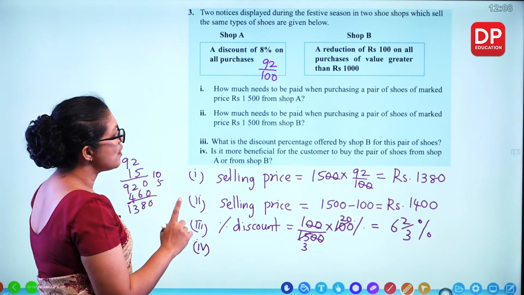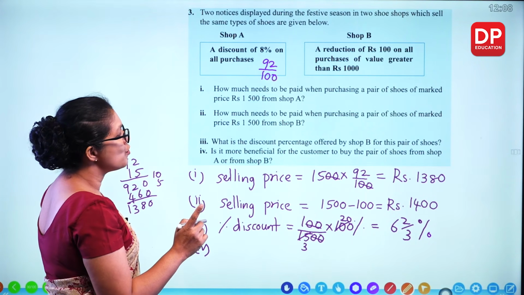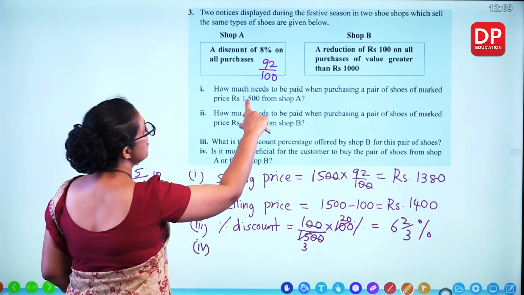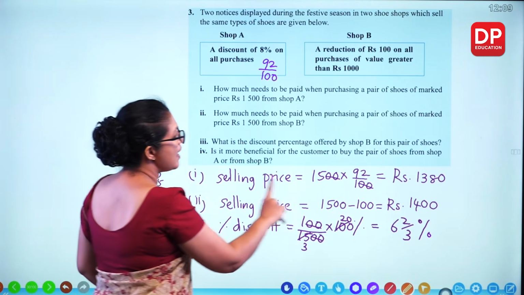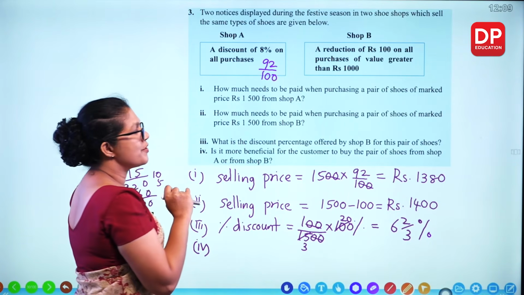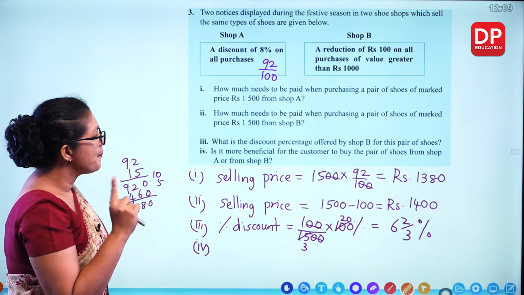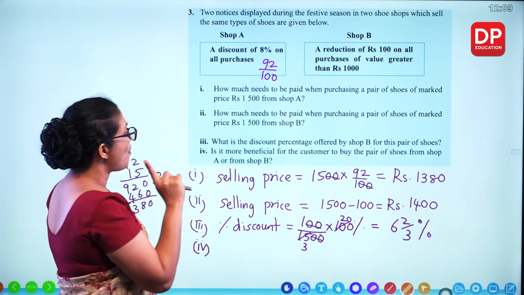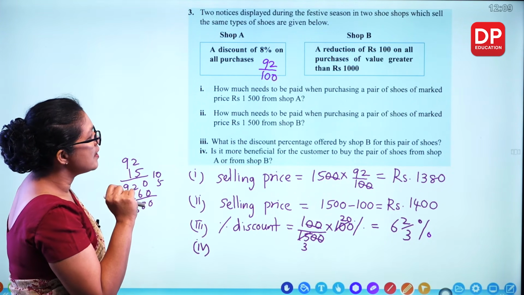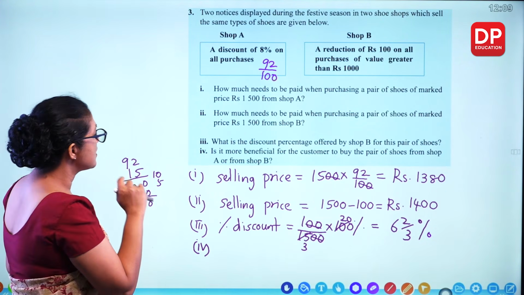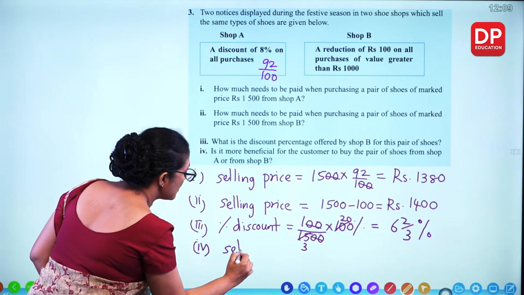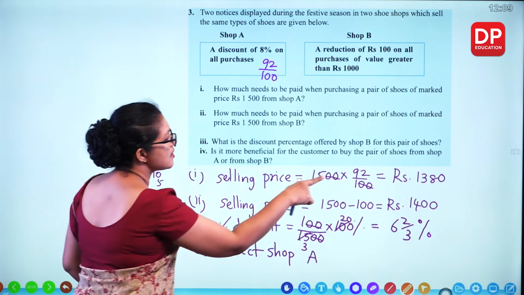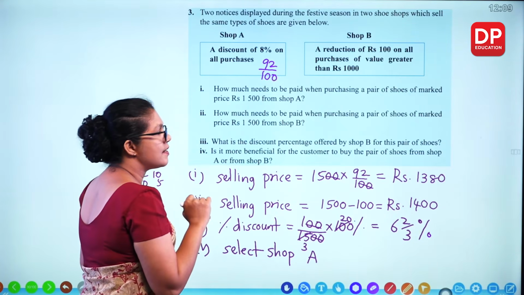Is it more beneficial for the customer to buy the pair of shoes from shop A or from shop B? So same marked price. So shop A, we have to pay 1380. For shop B, that's 1400. So we have to pay more in shop B. So which one is we need to select? Select shop A because we have to pay lesser amount.